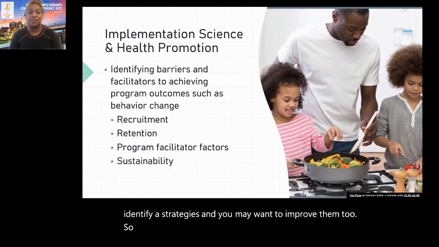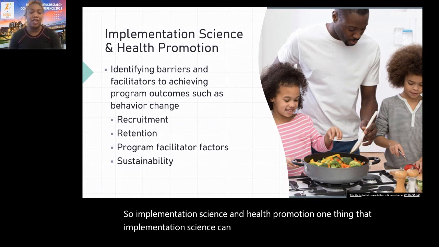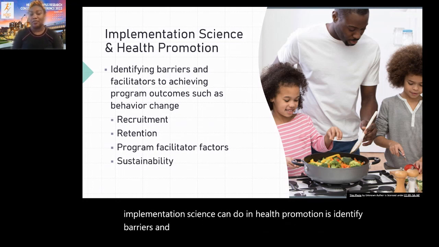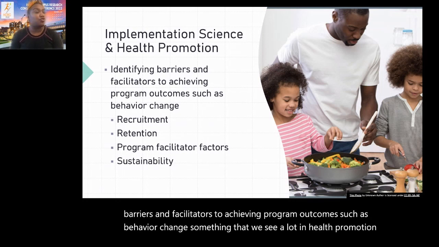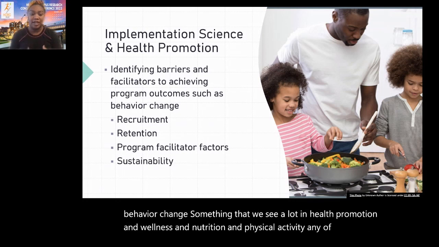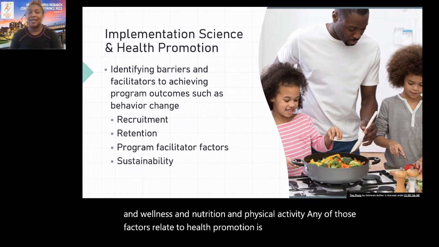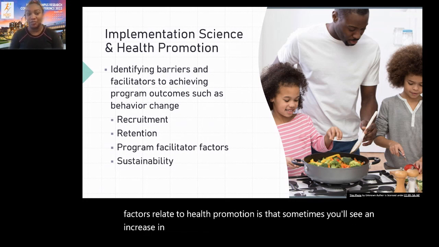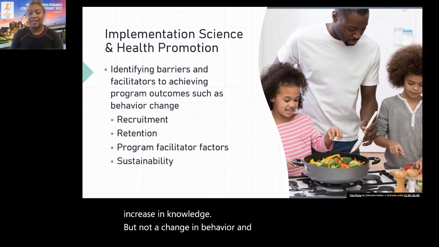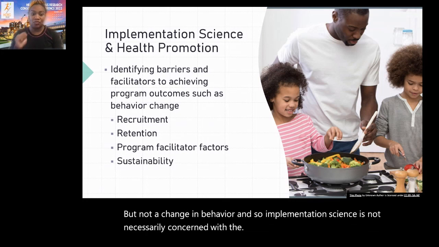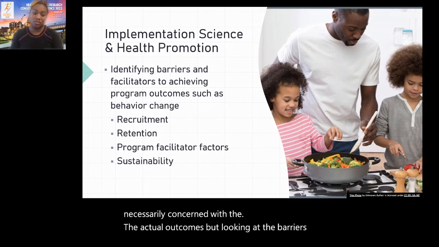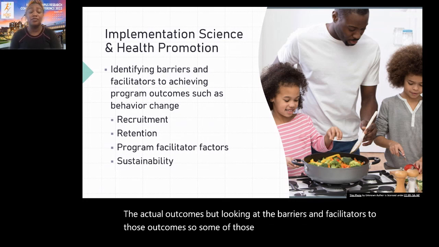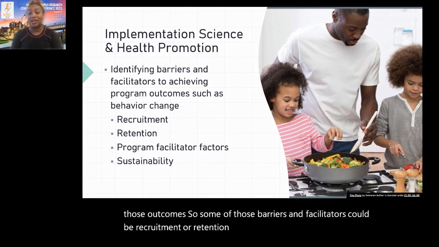So, implementation science and health promotion. One thing implementation science can do in health promotion is identify barriers and facilitators to achieving program outcomes such as behavior change. Something we see a lot in health promotion, wellness, nutrition, and physical activity is that sometimes you'll see an increase in knowledge, but not a change in behavior. So implementation science is not necessarily concerned with the actual outcomes, but with looking at the barriers and facilitators to those outcomes. Some of those could be recruitment, retention, program facilitator factors, and sustainability.